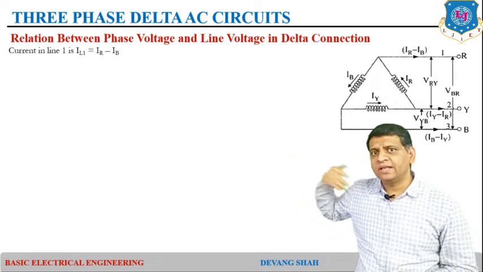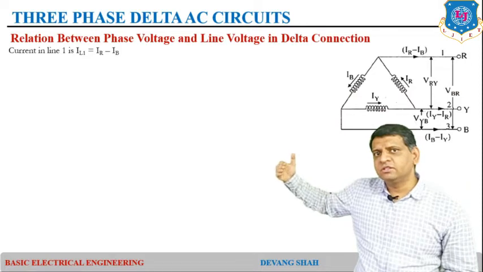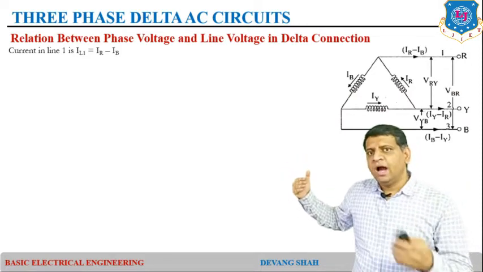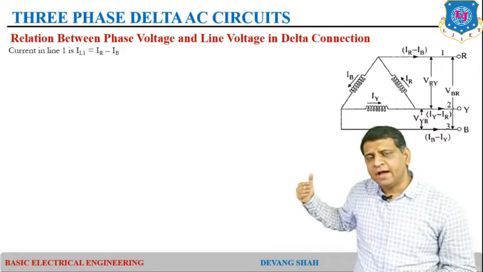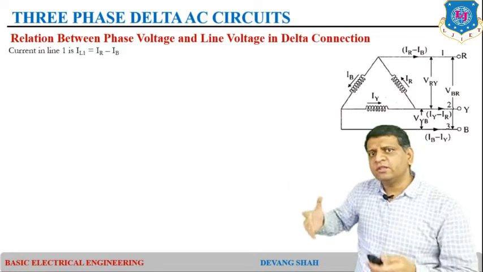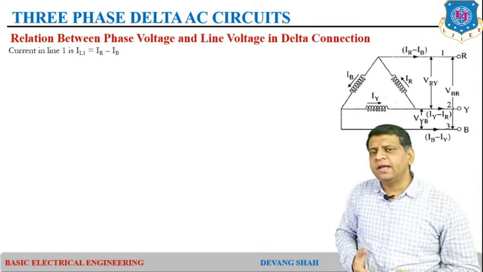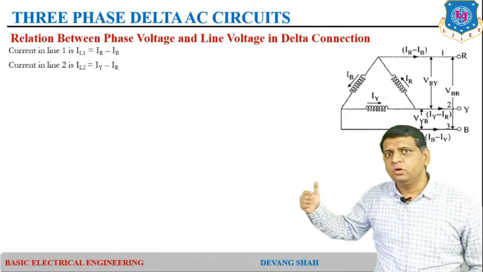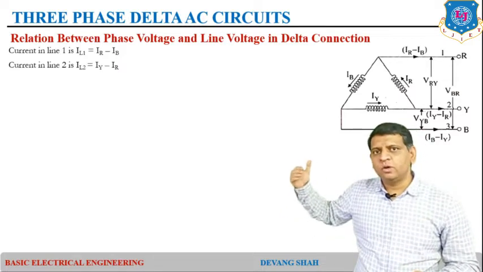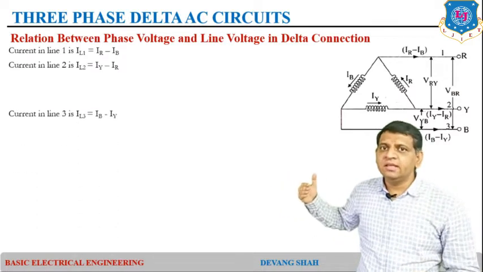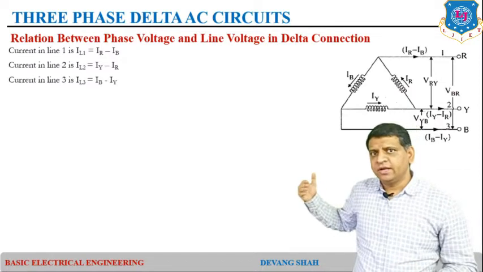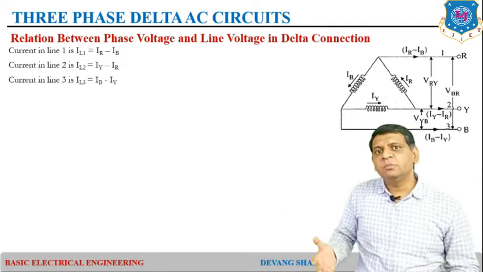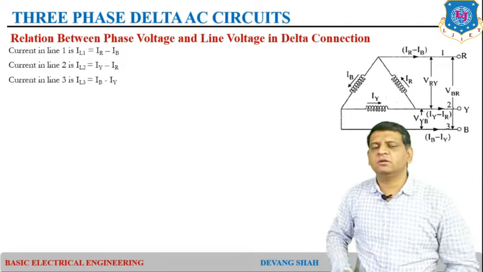is passing through line number 1, I consider as IL1, and that IL1 is equal to IR minus IB. So, if we apply Kirchhoff's current law at node R, in the same way node Y and node B, and you are looking for current IL1, IL2 and IL3, you will find: IL1 is equal to IR minus IB, IL2 is equal to IY minus IR and IL3 is equal to IB minus IY, right. So, you can see that all these 3 currents are nothing but the subtraction of vector quantities.